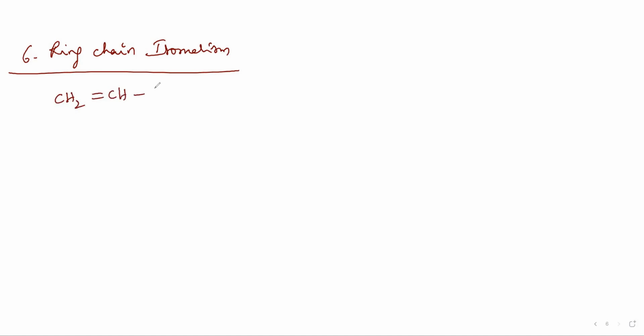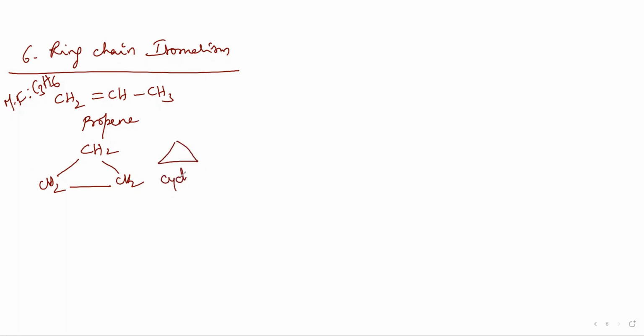Last type, ring chain isomerism. So what is ring chain isomerism? Propane, what is the molecular formula? C3H6, isn't it? Then the same compound we can write like this. Now this is cyclopropane. So this is a chain form, open chain. This is a ring form. The same molecular formula, we can write as an open chain compound, and at the same time a closed chain compound, that is ring. So this is what we call ring chain isomerism.